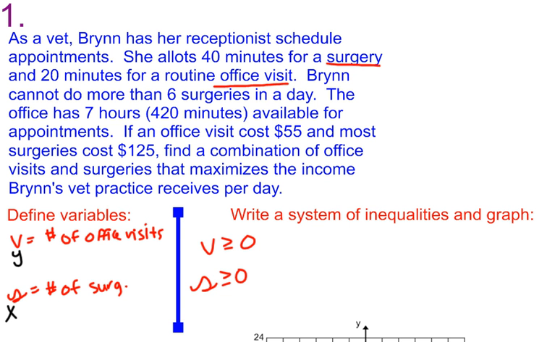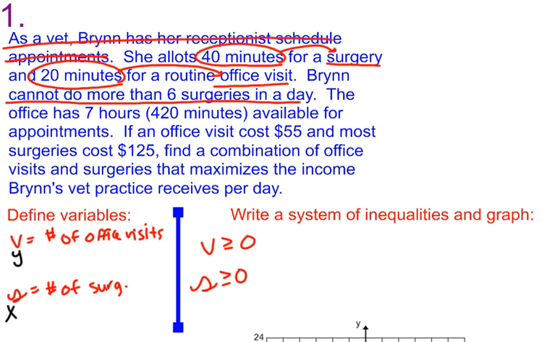Next, then I'm going to look at what they tell me for the constraints. So as I'm reading the problem, this first line is just information, right? They're telling me 40 minutes is a surgery, so each surgery is 40 minutes. 20 minutes for an office visit. What other data do they give me? She can't do more than 6 surgeries in a day. That seems important, right? And the office is only open for appointments 7 hours a day.